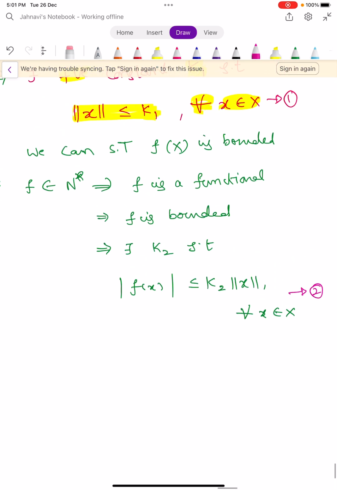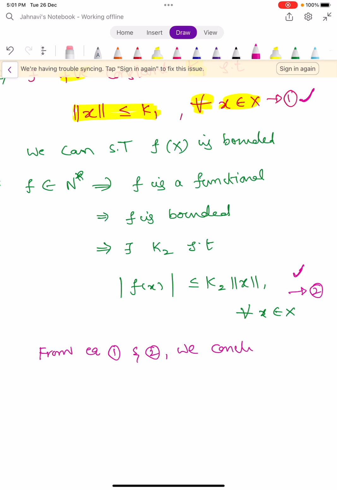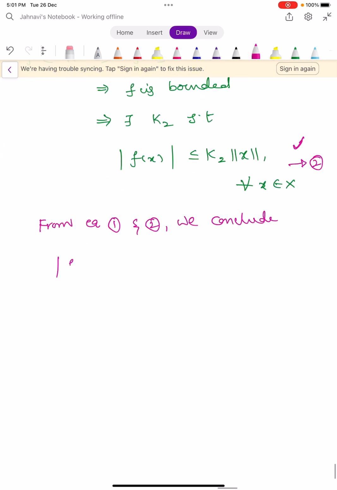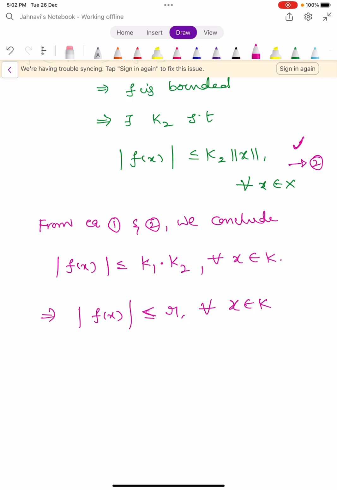Now from equation 1 and equation 2 we conclude that mod f of x is less than or equal to K1 into K2 for all x belongs to X. Suppose this K1 into K2 is treated as some constant r, where mod f of x is less than r for all x belongs to X.